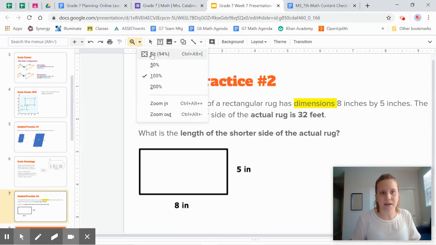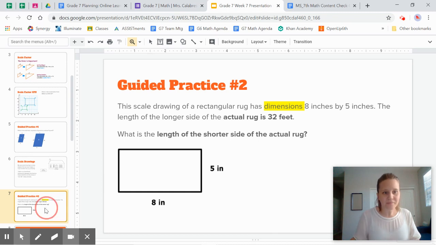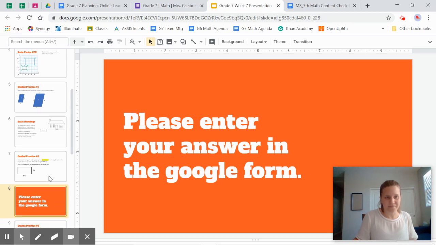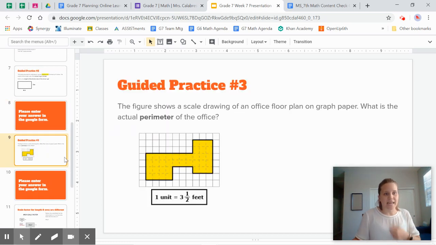All right, I'm going to zoom out a little bit. There we go. Let's go ahead and enter our answer for question 2 in the Google form. Awesome. Here is guided practice question number 3. So we're moving ahead. We're still looking at scale drawings, but we're increasing our rigor just a little bit.